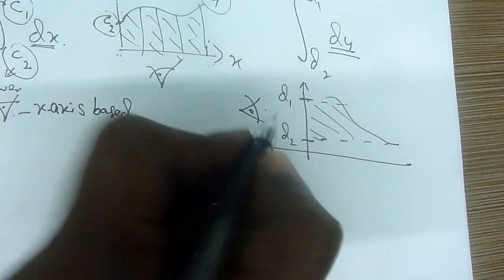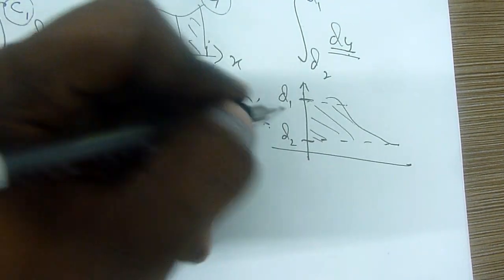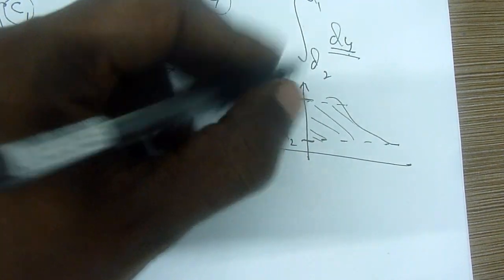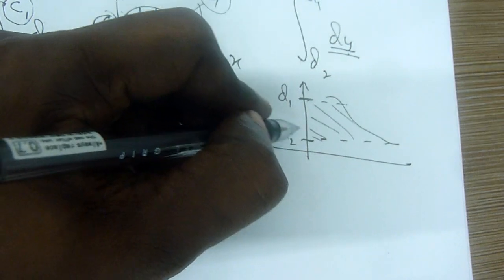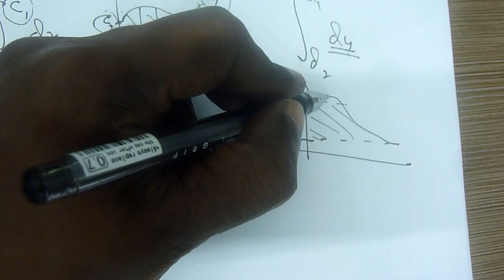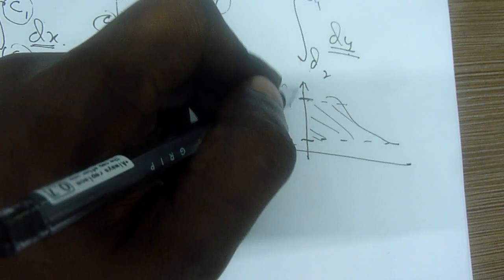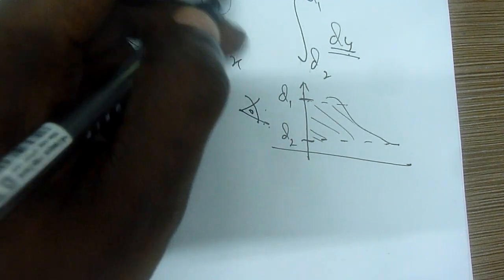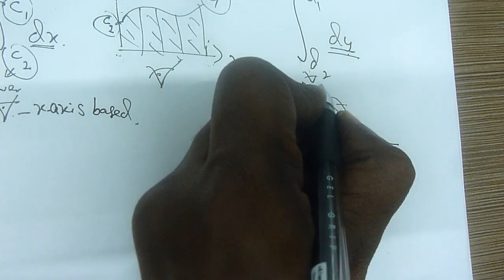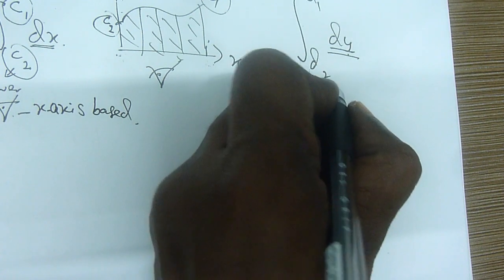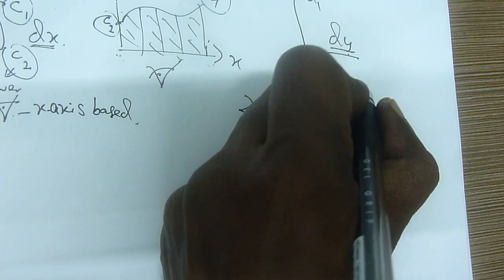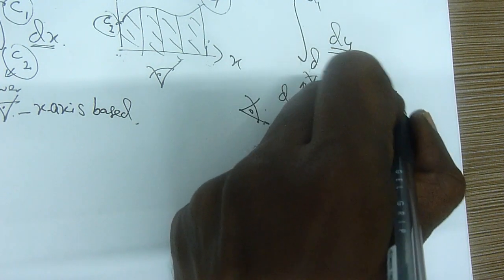Therefore, you are referring to the dy. What is the lowest and highest? Lowest, remember, is d2. You need to always place the lowest here and the highest on the top. That is the rule. I already told you several times. Therefore, when you place this, it is the y base, the y axis base.